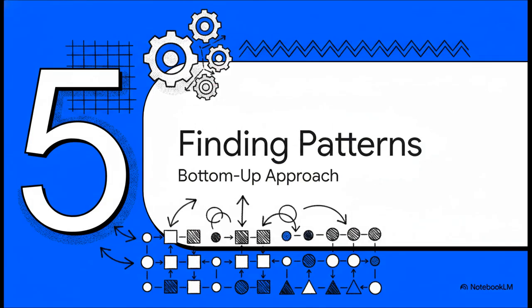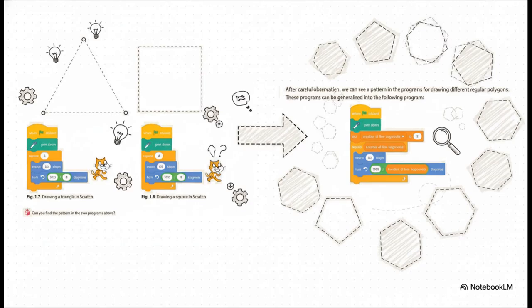Moving into Section 5, finding patterns and solutions, the bottom-up approach. So, after breaking things down, a really smart computational thinker will immediately start looking for similarities to save time. Here, we've got block code in a program called Scratch designed specifically to draw a triangle. It repeats a movement 3 times and turns 360 divided by 3 degrees.